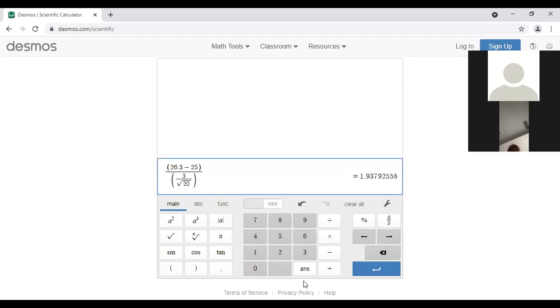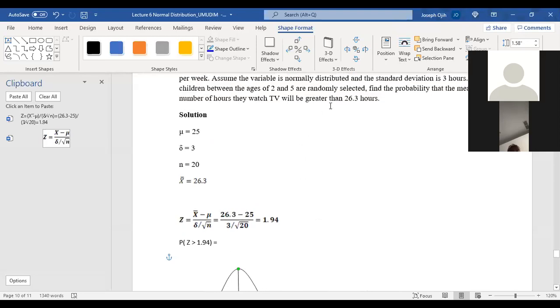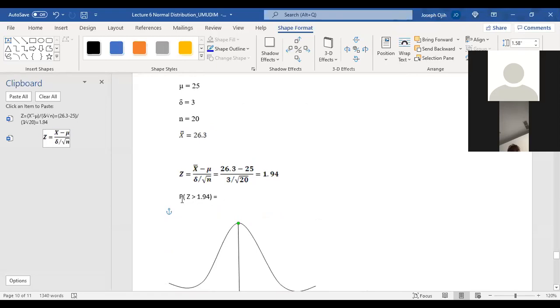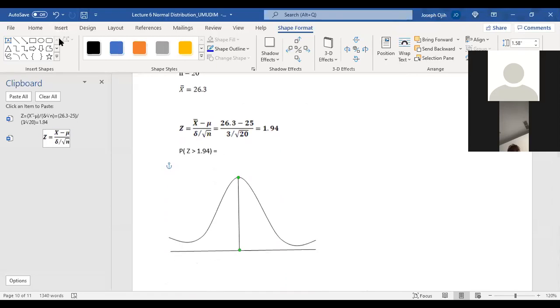Yes. Go back now. So the probability that they watch more than 26.3 hours of TV becomes the probability of Z more than 1.94. You can now put your chart here, and let's see right here.